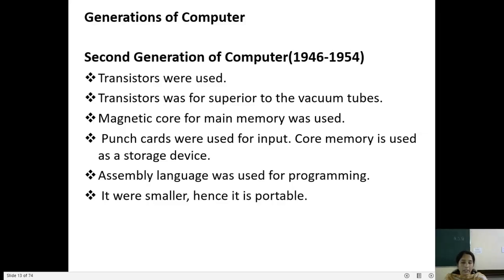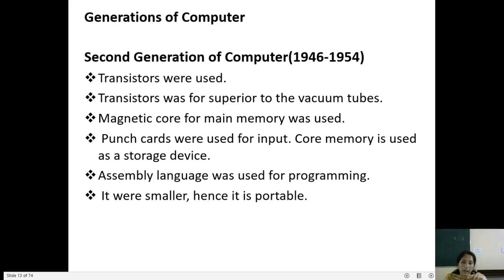They updated from machine level language, and assembly level language was introduced for programming. The computer became smaller and a little bit expensive, not so cheap and not so highly expensive, in between, at a moderate cost.